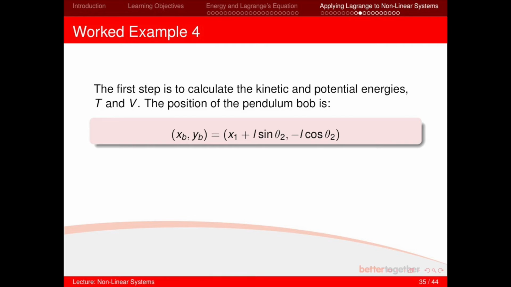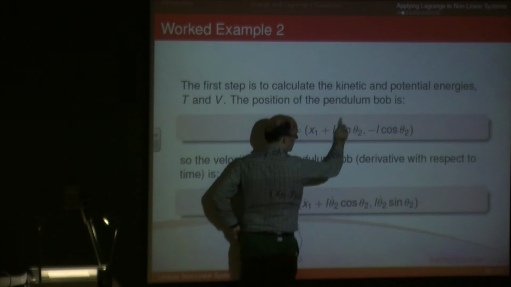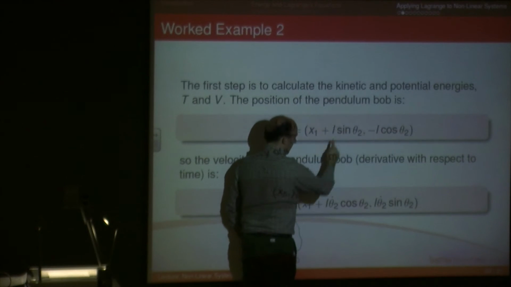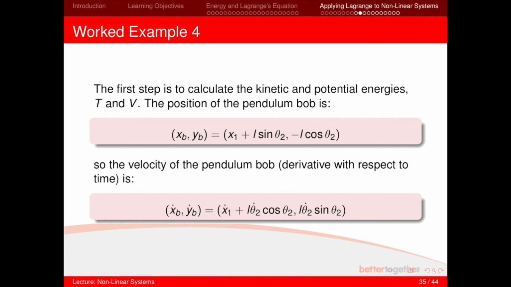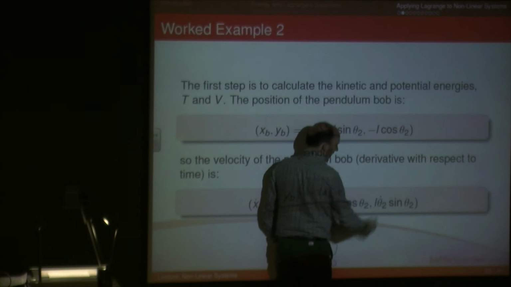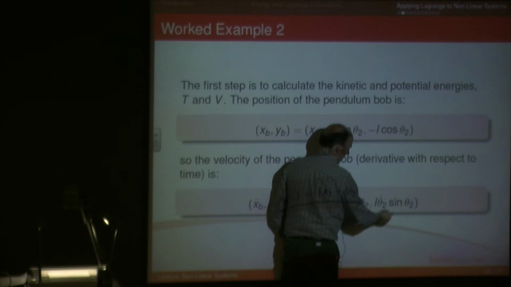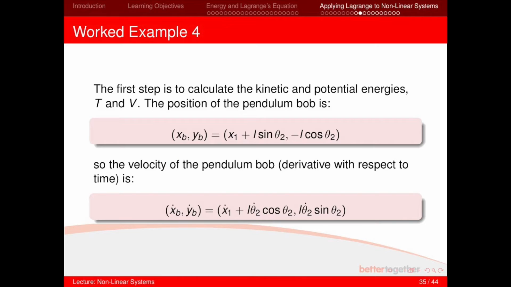So that's my x and y position. I then have to take the time derivative of those terms to get my velocities. Simply, x1 becomes x1 dot. Taking the time derivative of this, this varies with time, so I get L theta 2 dot times cosine of theta 2, because the derivative of sine becomes cosine. Here, the derivative of cosine becomes minus sine, so the minus disappears, and obviously, like I said, theta varies with time, so the theta 2 dot comes out.